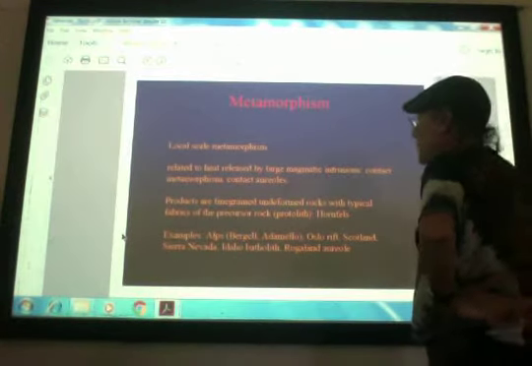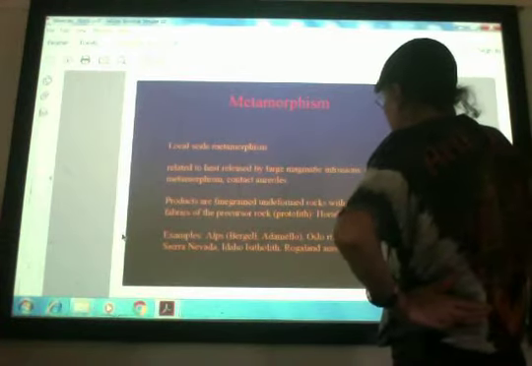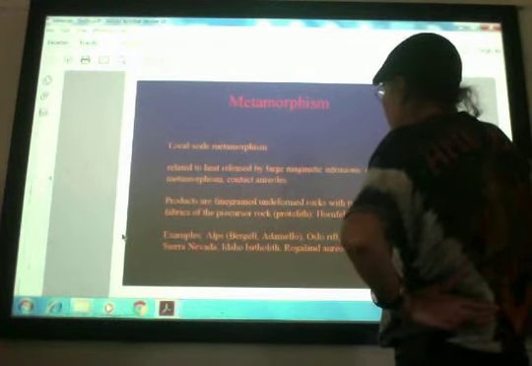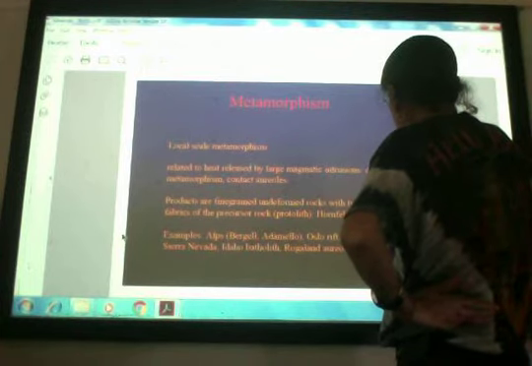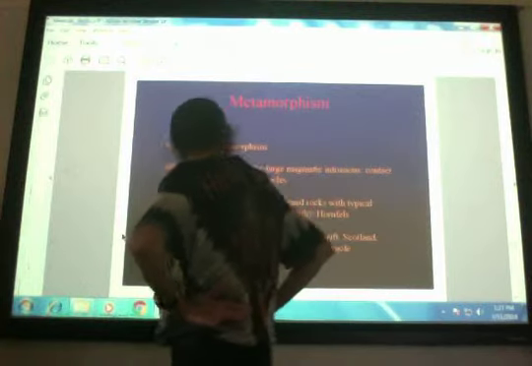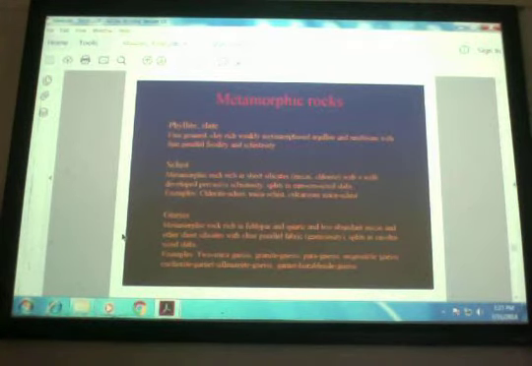There you have some examples. That is in the Alps, Bergell and Adamello, in Switzerland and in Italy. Then you have the Oslo Rift, Scotland, Sierra Nevada, the Idaho Batholith, and the Rogaland Aureole. Then the next slide.